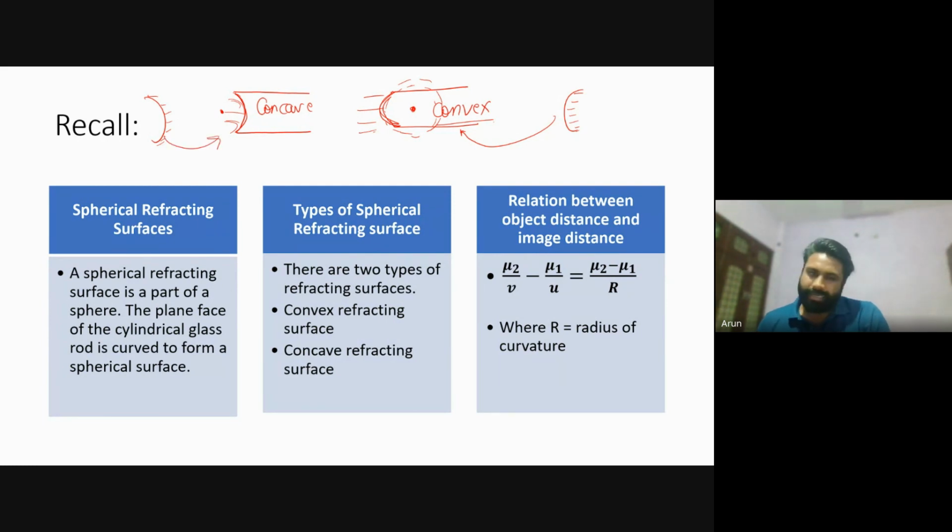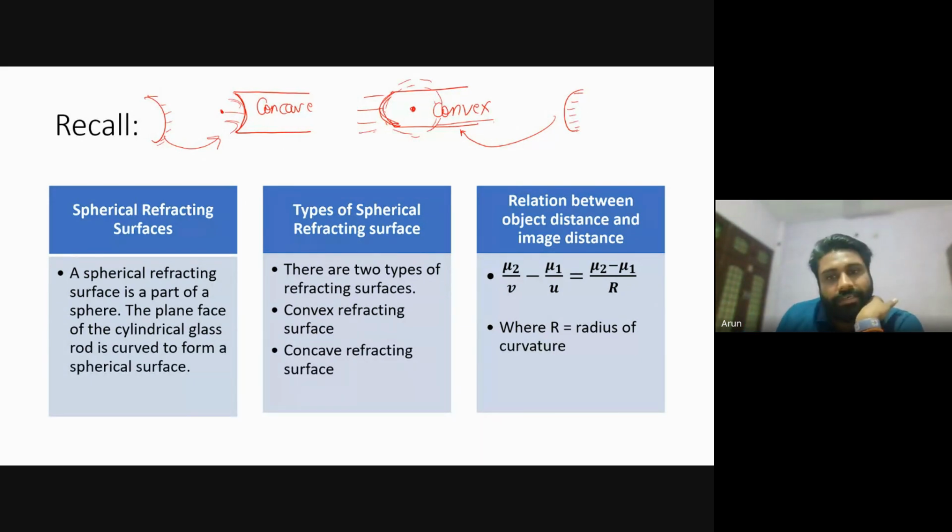Now, I have done types of refracting surfaces: convex refracting surface and concave refracting surface. Now, the relation between object distance and image distance. Like we have placed an object on the principal axis of this spherical refracting surface. So what is the relation between the distances of image and object?